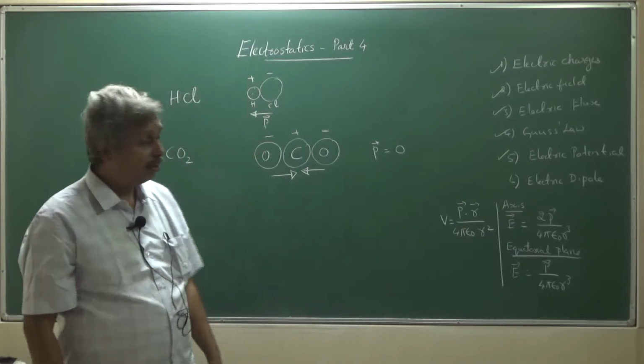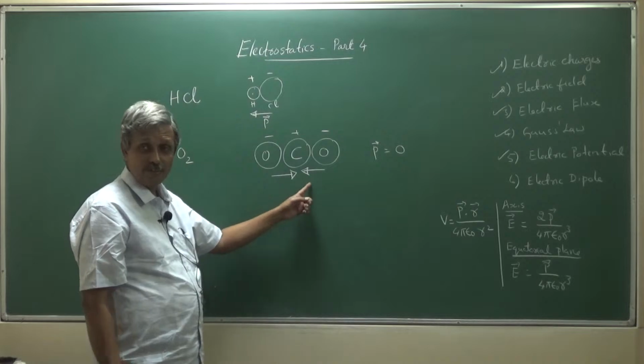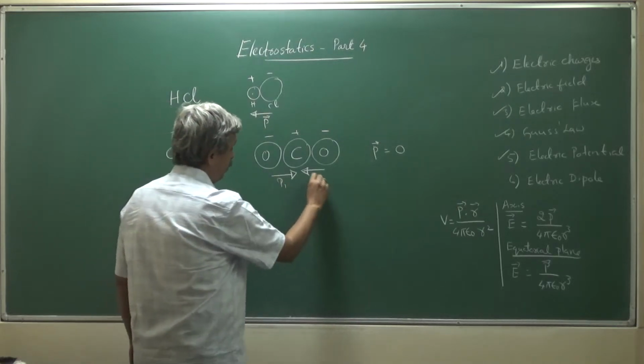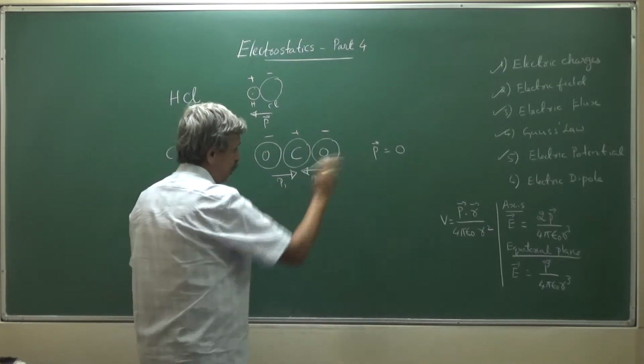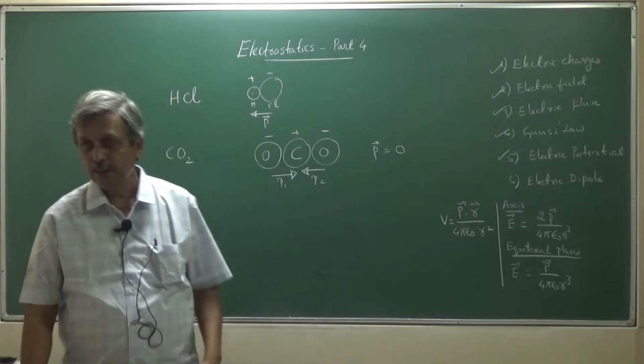So, what did we do actually? We vectorially added these. If this is P1 and this is P2, if I add P1 and P2, we get P. P1 is equal to P2 and in opposite direction.